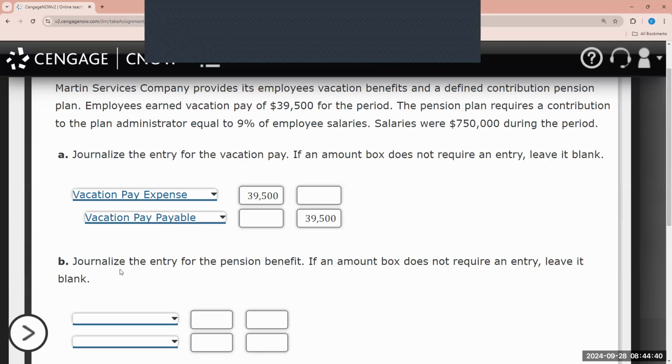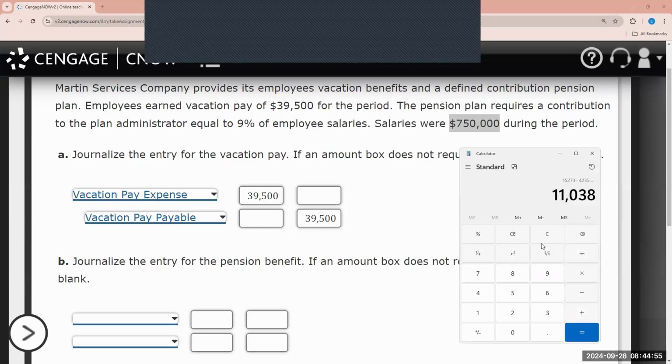So now for part B, it says to journalize the entry for the pension benefit. So the pension plan requires a contribution to the plan administrator equal to 9% of the employee's salaries. Salaries for the period was $750,000. So therefore, we multiply the salaries by the percentage, which is 9%. So therefore, $67,500 needs to be contributed.